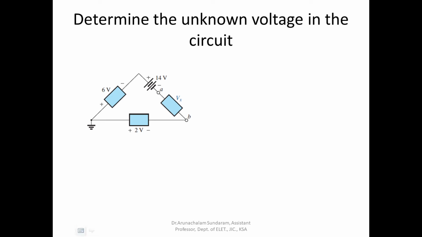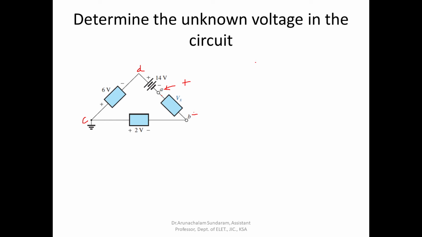So as always, we will proceed. This point is A. Let us mark the nodes carefully, following the same procedure. So A, B, let us mark this as C, and this point as D. Since they have not given the polarity, we can assume the polarity for this element. Let us assume that this point A is positive and this point B is negative. I'm going to assume like this and solve the problem.